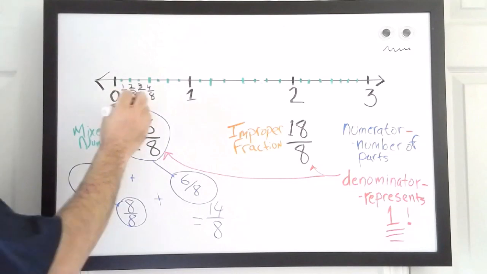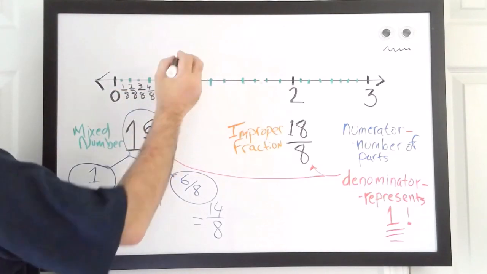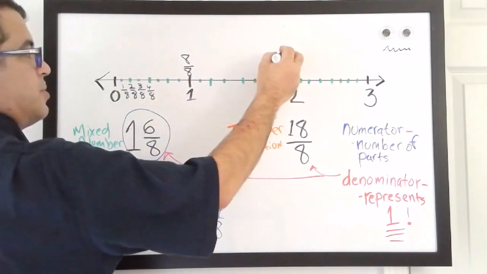Let's count that off. So we have one whole number, which is 8/8. What is two whole numbers? Well, that'll be 2 times 8/8. That's 16/8.